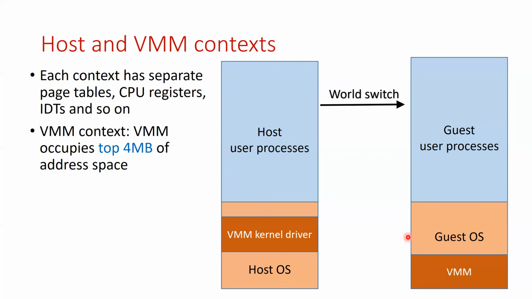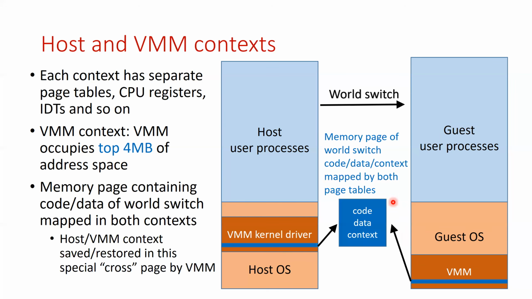Now, where is all this context stored? So there is a special page of memory. It is also referred to as the cross page, in which this code and data needed for this context switch, needed for this world switch, is stored. And this page has to be accessible both from the host as well as the guest. Therefore, this page is mapped into the VMM kernel driver as well as the VMM code in the VMM context. It is mapped into both these page tables.